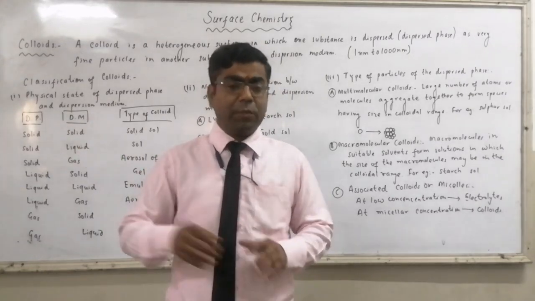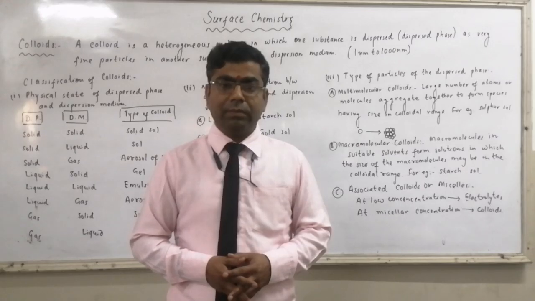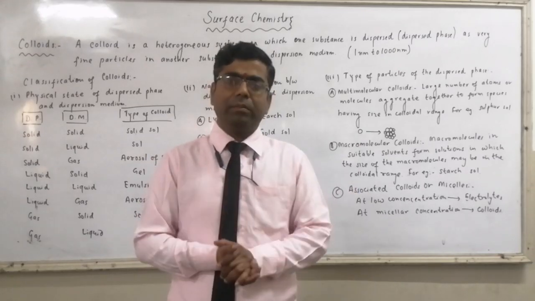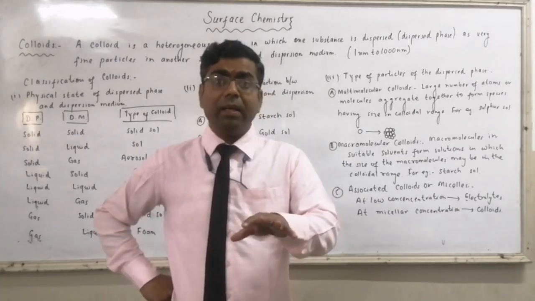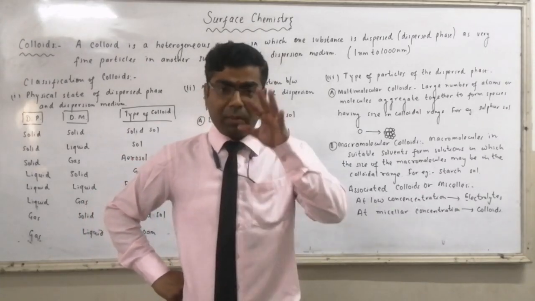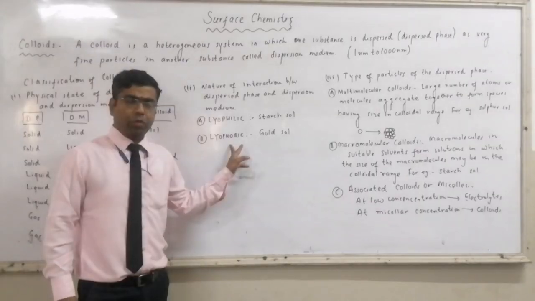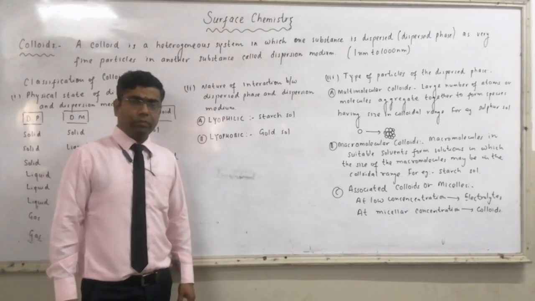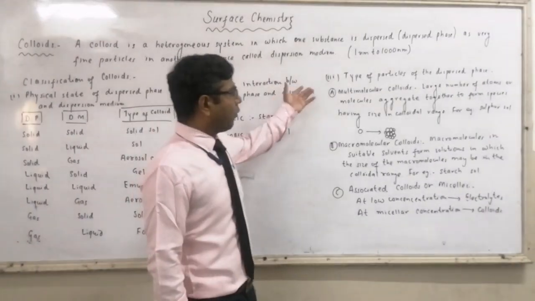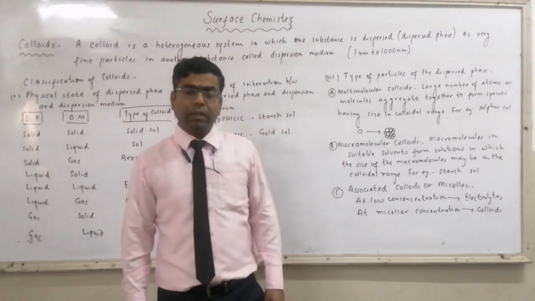If dispersed phase and dispersion medium are separated by any method, then simply mixing them will not give you the colloid back, because they are prepared by some special methods. Some special methods are used for the preparation of lyophobic colloids or lyophobic sol. Example is your gold sol. Then we have the third type of classification, type of particles of the dispersed phase.